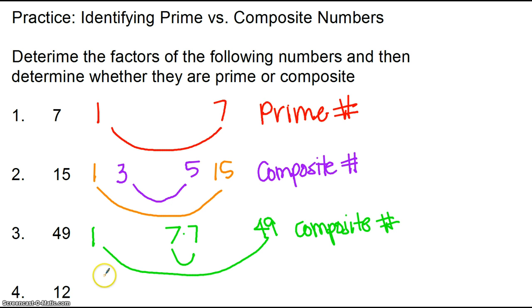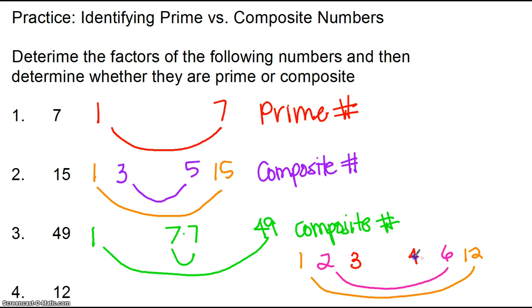Last one. I'm running out of room, so I'm going to do my rainbow over here. I have 1 and 12. I have 2 and 6. I have 3 and 4, and that's it. So the factors of 12 are 1, 2, 3, 4, 6, and 12, and that is more than just 1 and itself, so this is also a composite number.